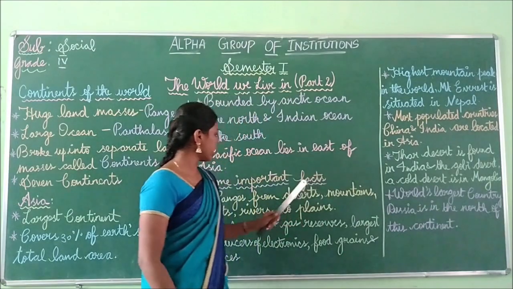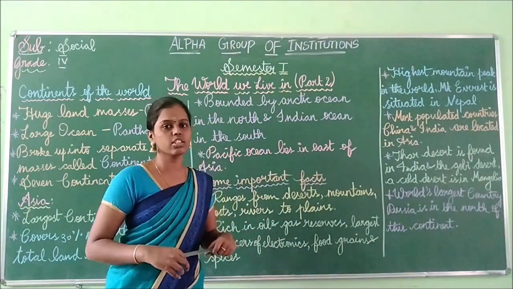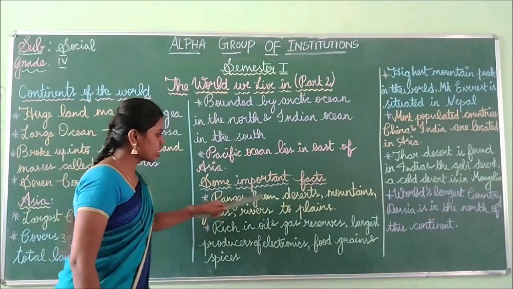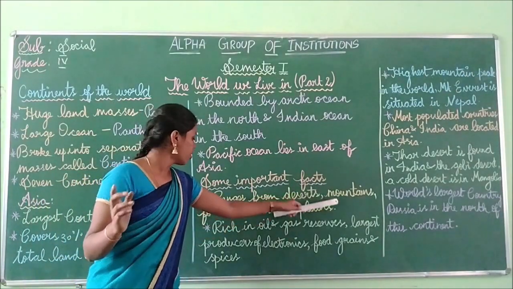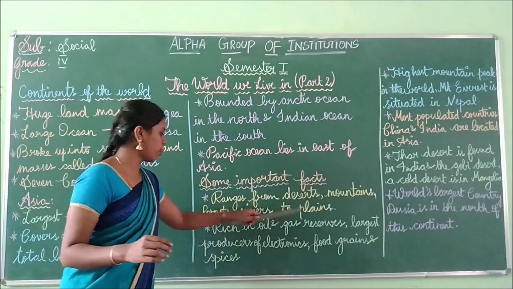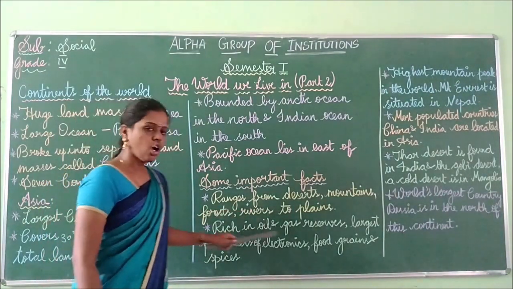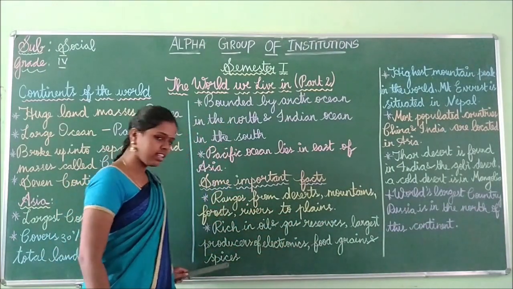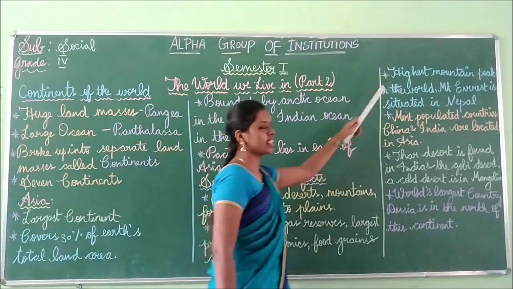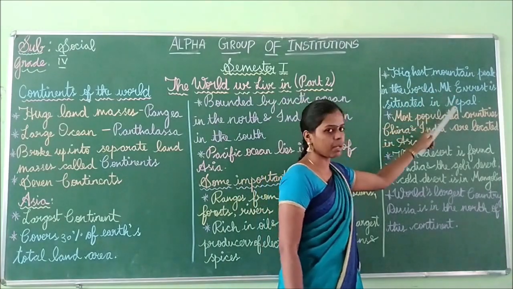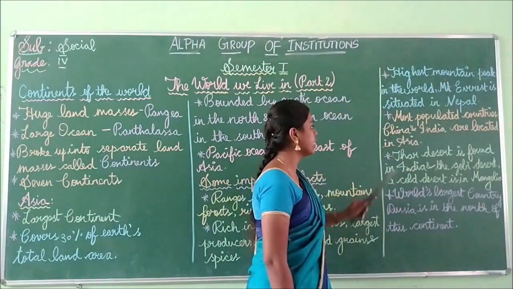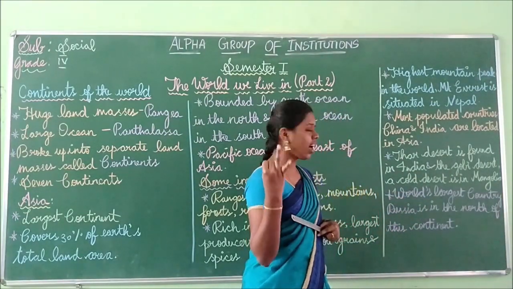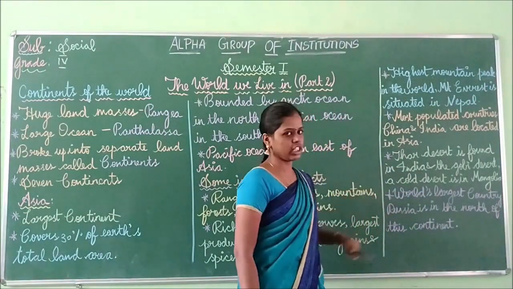So, these are all some of the important and interesting facts of Asia to be known. What are all those? It has deserts, mountains, forests, rivers and plains. And it is rich in oil and gas reserves and the largest producer of electronics, food grains and spices. The highest mountain peak, Mount Everest, is in Nepal. Nepal is located in Asia. Most populated countries, what are those? China and India are located in Asia only.